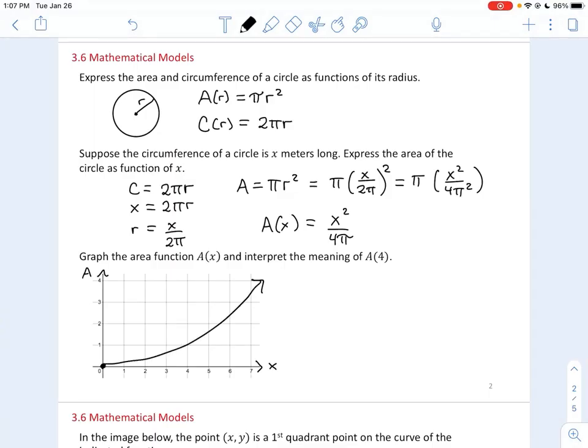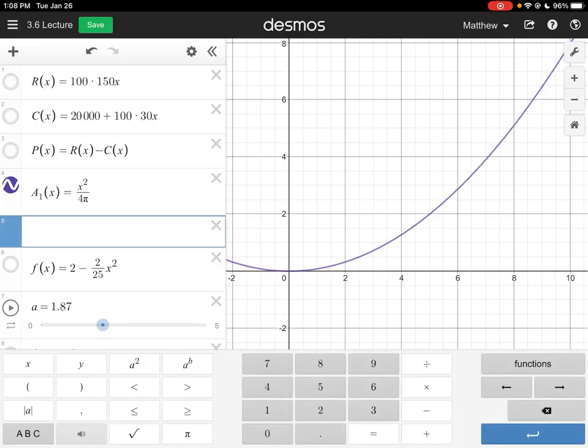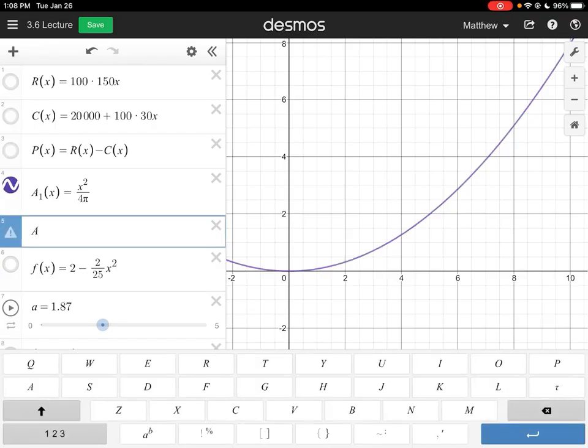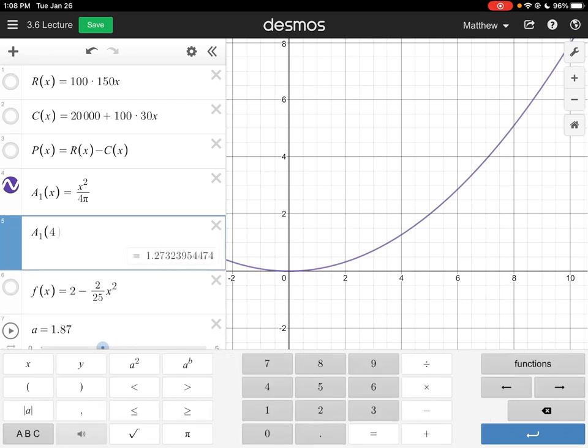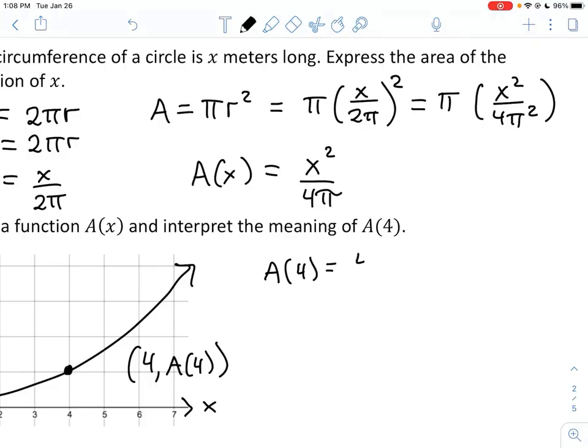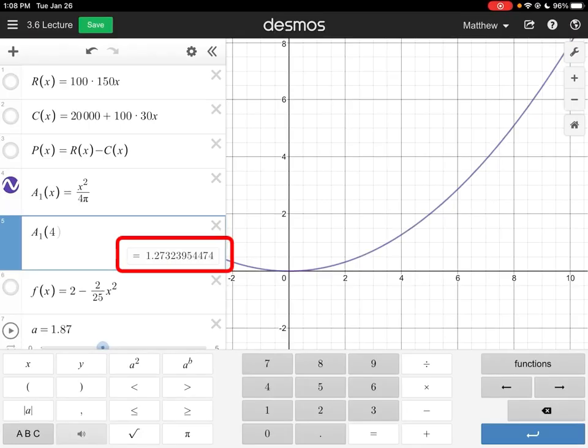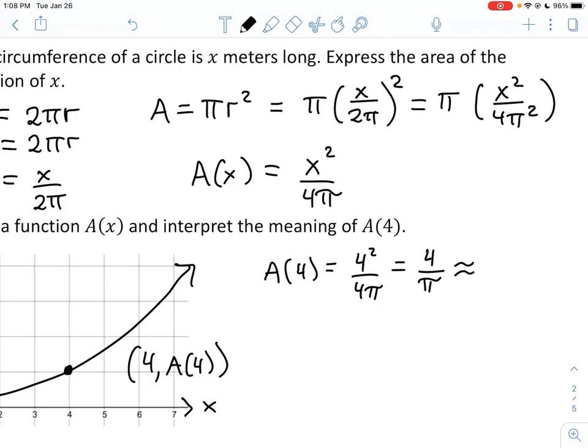Now let's interpret the meaning of A of 4. A of 4 would be right in here somewhere. It'd be 4 comma A of 4. And according to our function over here, we just have to plug 4 into the capital A sub 1 function. So capital A sub 1, parentheses, put a 4 there, and it does the calculation for us. Plug in 4 for x, you get 4 squared over 4 pi. We can cancel some 4's though, so it's really just 4 over pi. And that decimal is approximately what we're seeing here, this 1.27 we'll say.